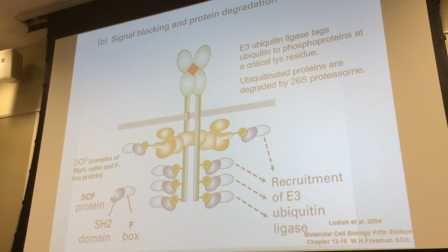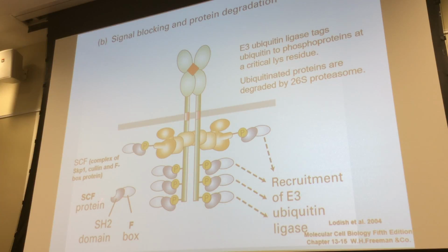So the marking for degradation begins again with phosphotyrosines. At this point, we've got our phosphotyrosines, and there is a protein called an E3 ubiquitin ligase in the cytosol that is going to recognize these phosphotyrosines, and it is going to ligate ubiquitin to that site. So now the ubiquitin can be bound to these sites, and that is the signal for these sites to be recruited so that they can be degraded.